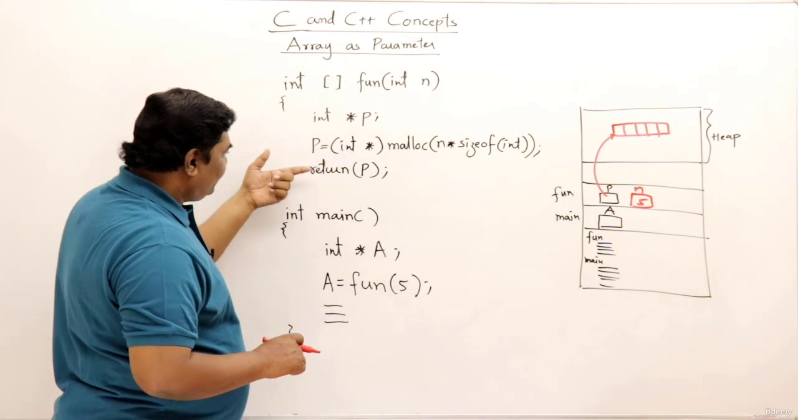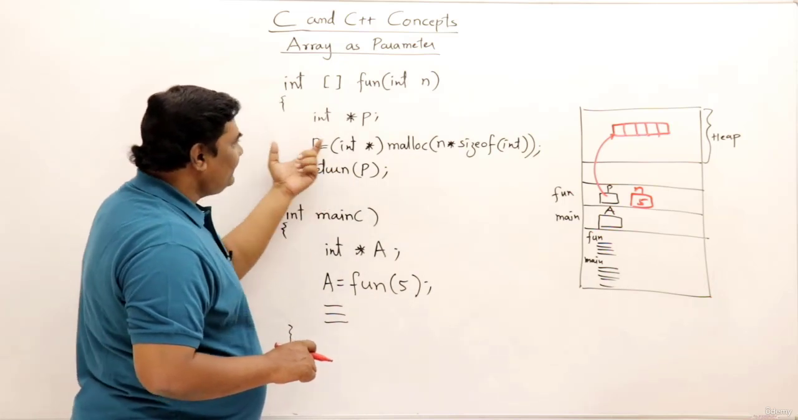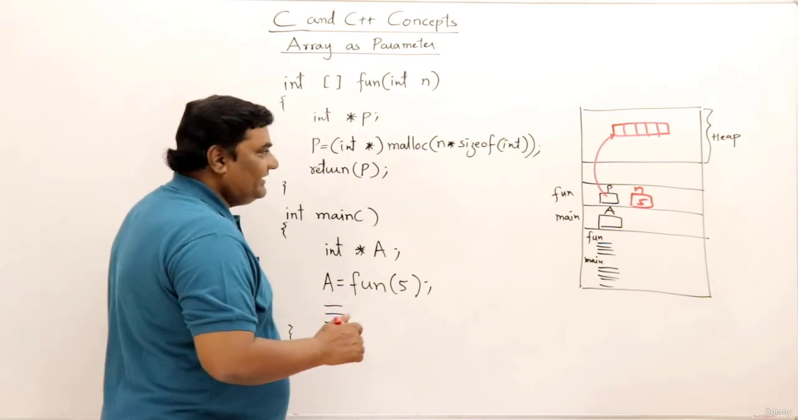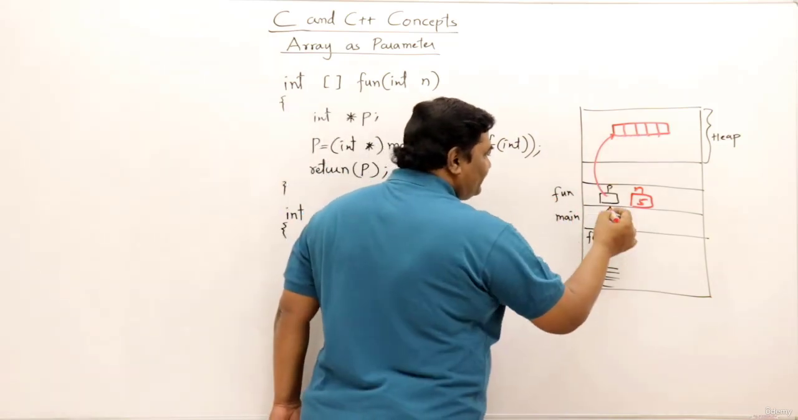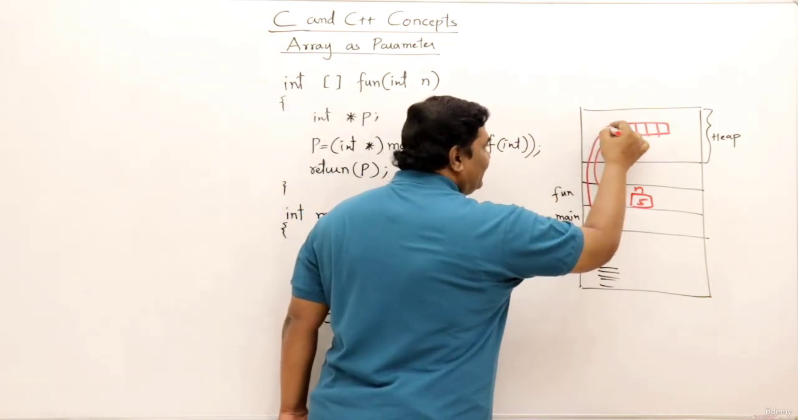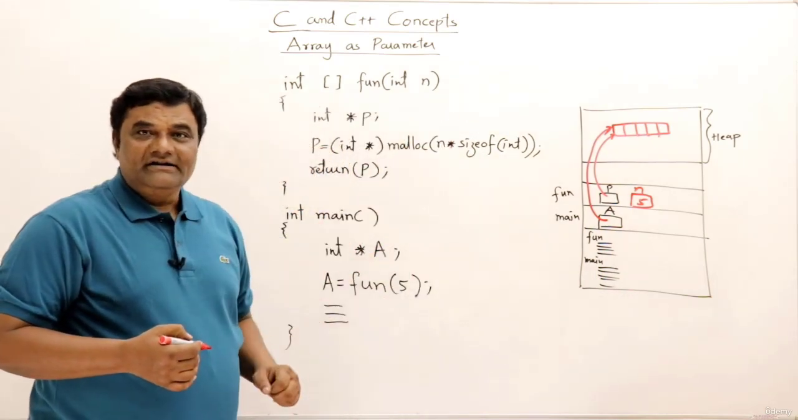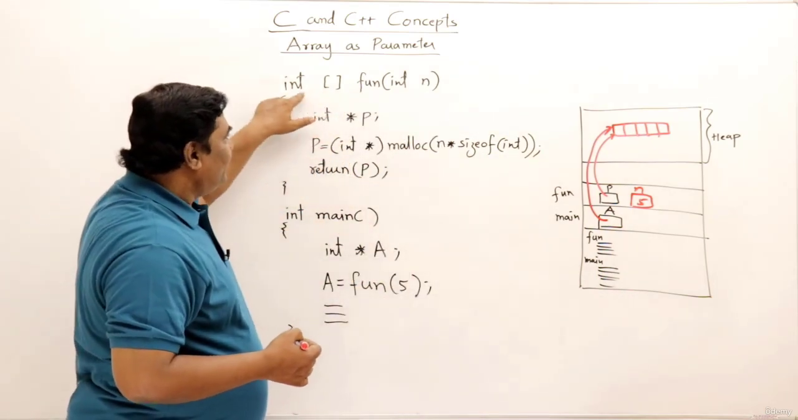Now, after allocating, it returns P. So it is returning that pointer. So where is it being taken inside the main function? In A. So what is it having? It's having the address of that one. So it means A will get the address of this one. So A will be pointing to that array. So it is returning an array.